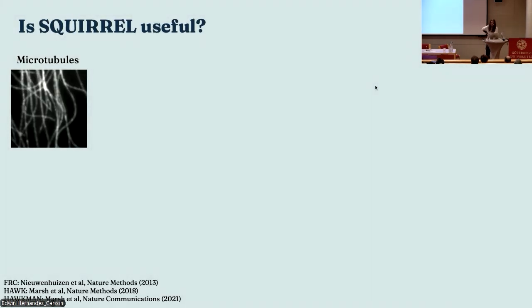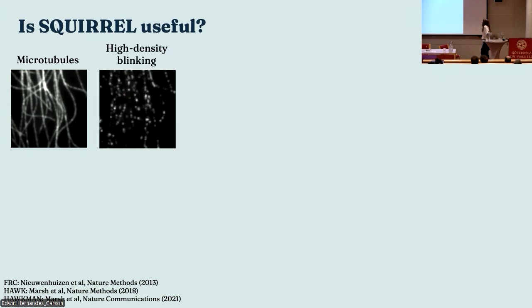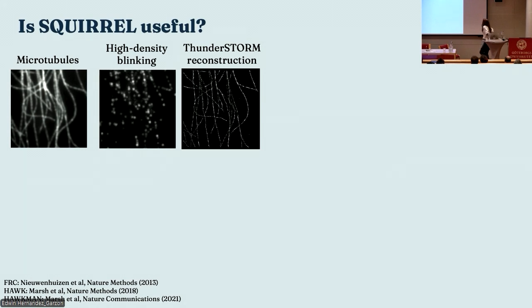Once again, I find myself asking, is the thing I've developed actually useful? So here are some microtubules. This is real data, and it's from one of the super resolution challenge data sets. And here they are blinking. It's quite high density blinking, so quite a few of the molecules are overlapping, which is not ideal. If I reconstruct this data with ThunderSTORM, which is that one green circled cross on that plot, because again, it's very easy to use, I get a reconstruction, fine.